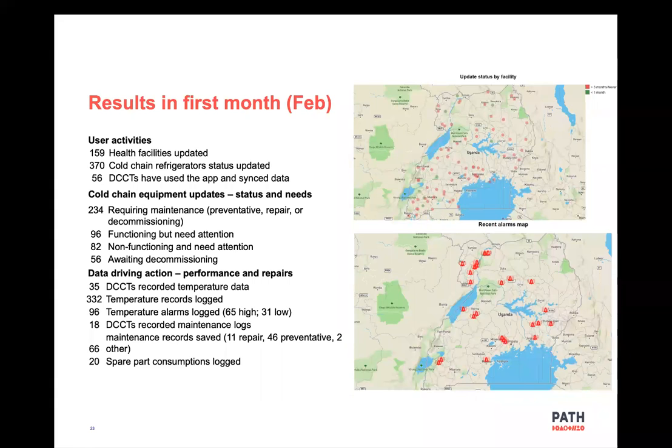Of that, within the equipment itself, 230-ish refrigerators are flagged as needing maintenance. And then the breakdown of that were 96 functioning for now but needing attention, 82 were not functioning, so needed attention, and then 56 were awaiting decommissioning. So even taking that data point and getting more granular to understand where to prioritize efforts and what's going on there.